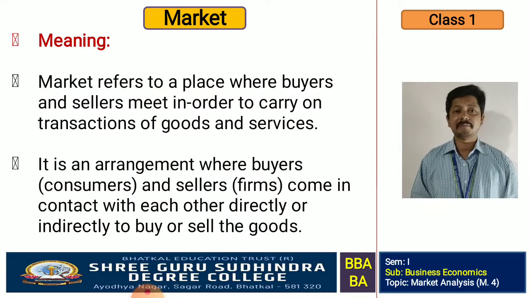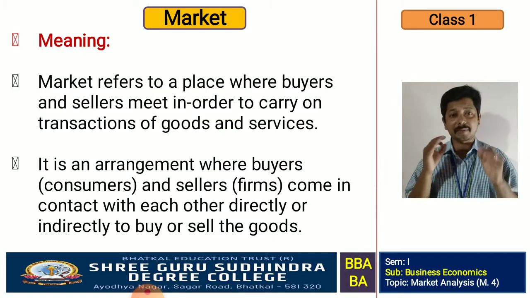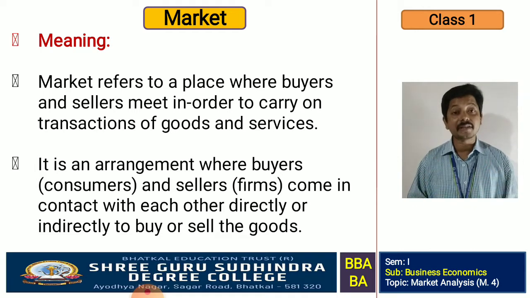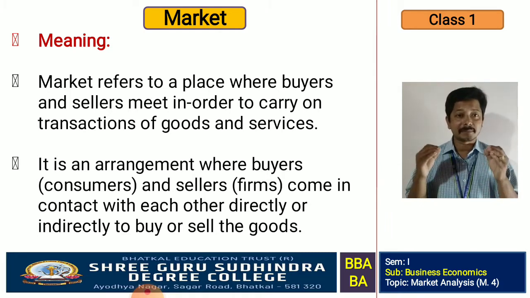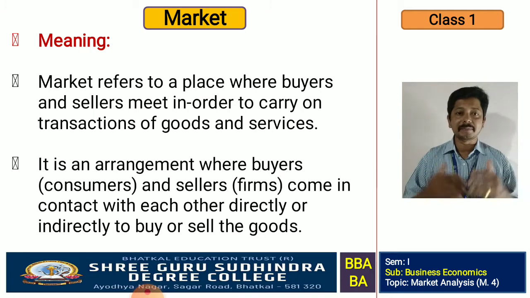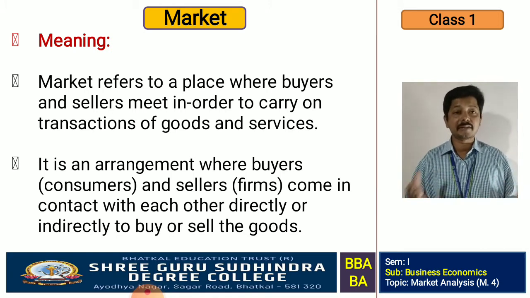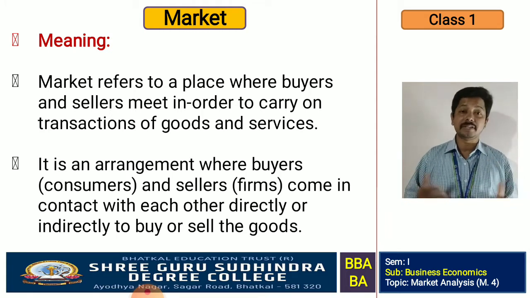What is a market? Market refers to a place where buyers and sellers meet in order to carry on transactions of goods and services. So here it is a place where buyers and sellers meet to carry on transactions of goods and services. That means it's an arrangement where buyers, that means consumers, and sellers, meaning firms and manufacturers, come in contact with each other directly or indirectly to buy or sell goods.